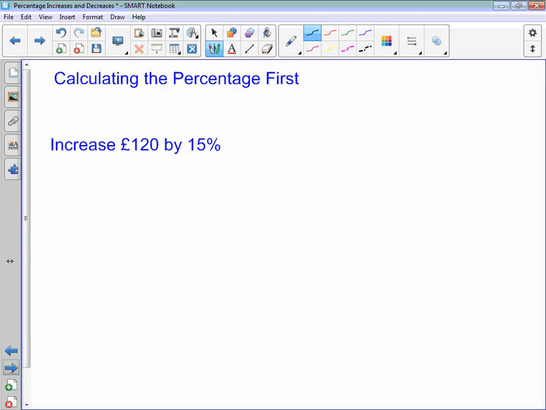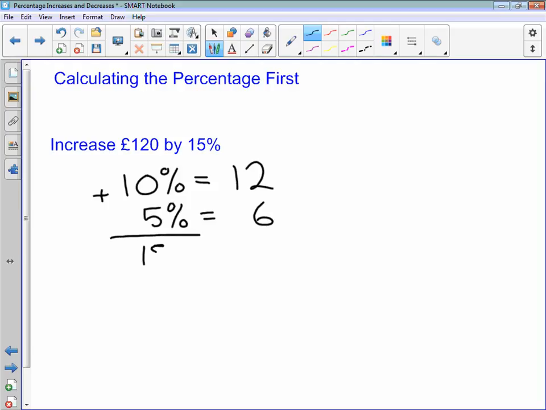The first one is we're going to increase £120 by 15%. We need to work out 15% of £120 first. We work out 10% easily by dividing 120 by 10 to give us 12. Now that I've got 10%, I can halve that to get 5%, which will give me 6. I can now add these together to make 15%, which will give me 18.